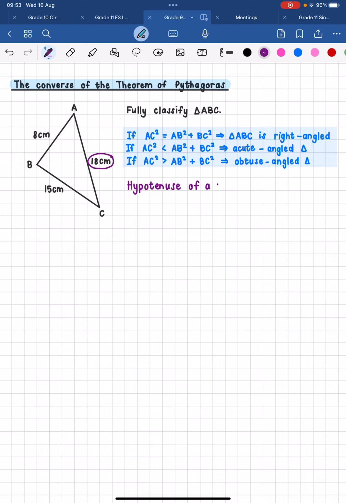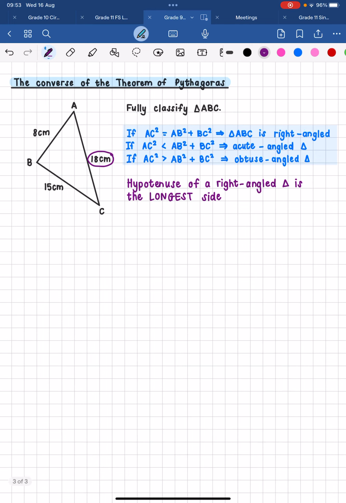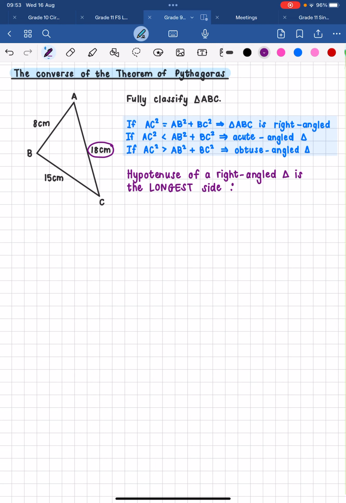So the hypotenuse of a right angled triangle is the longest side. So therefore we are going to start with that side, the longest one, which is AC. You are always going to look for the longest side, and that is the one that you start with.